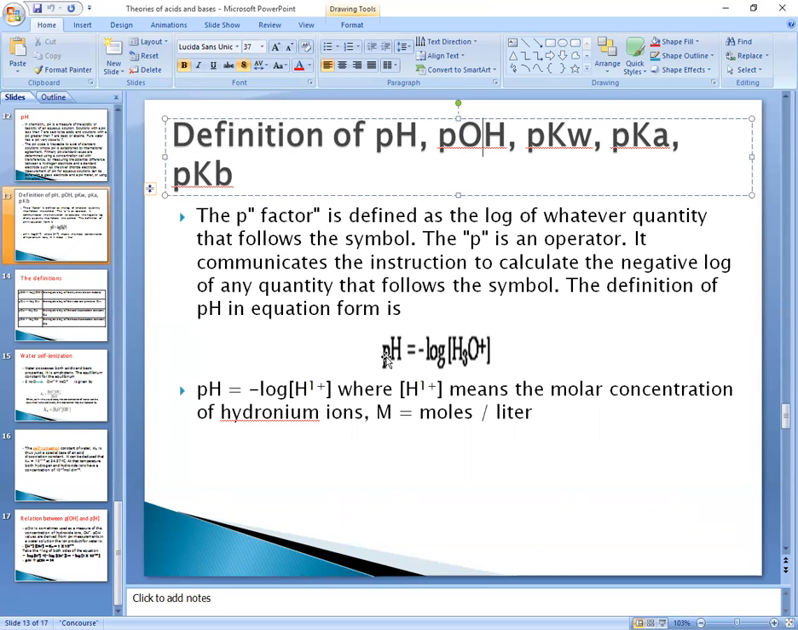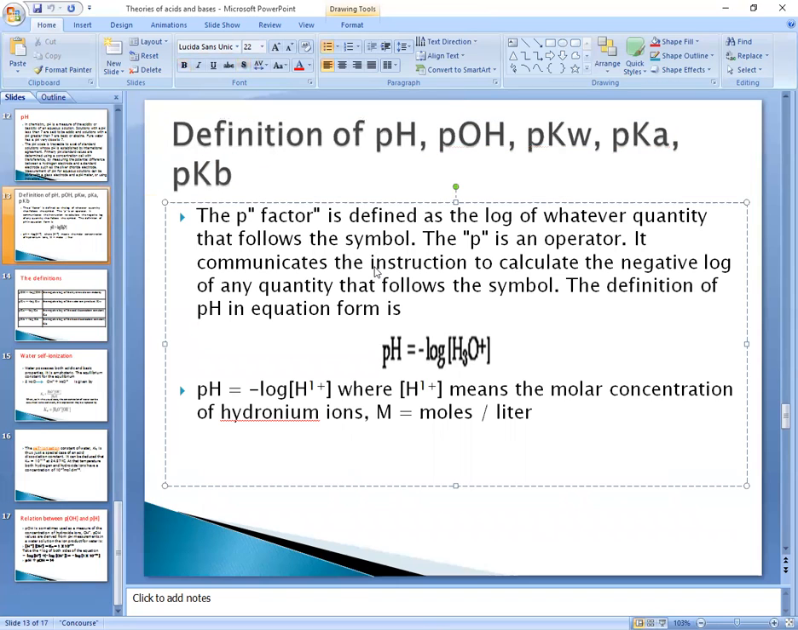Okay, so pH means negative log of hydronium ion concentration or hydrogen ion concentration, where H plus means the molar concentration of hydrogen ions. Keeping in view that P is an operator that may measure the negative log of any quantity, we can define all these terms: pH, negative log of hydronium ion concentration; pOH, negative log of hydroxyl ion concentration; pKw, negative log of Kw; pKa, negative log of Ka.